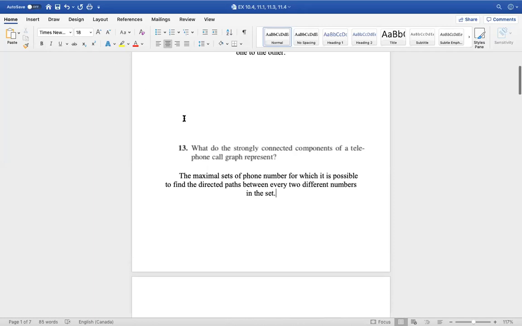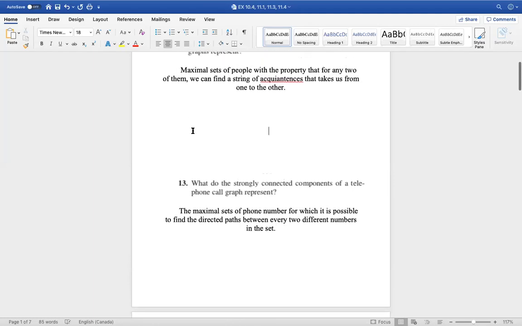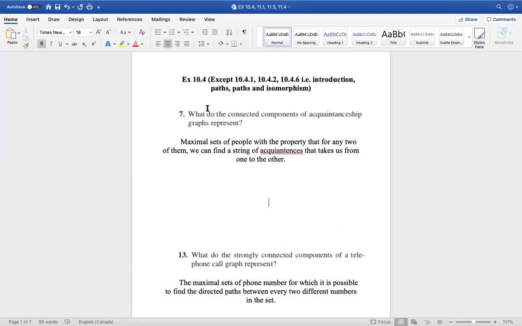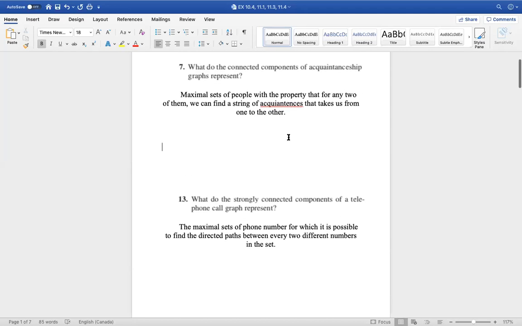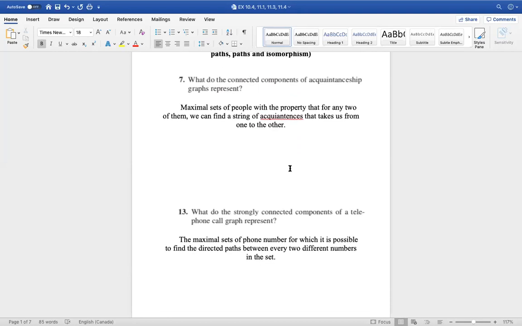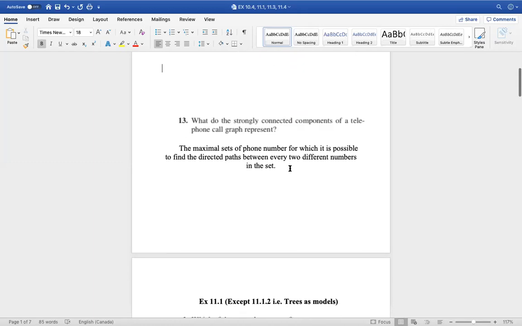This exercise is mostly theoretical, and there are no computation problems in it. Because we have skipped 4.1, 4.2, and 4.6, this becomes a rather small exercise, mostly theoretical questions. Let's move on to the next question.